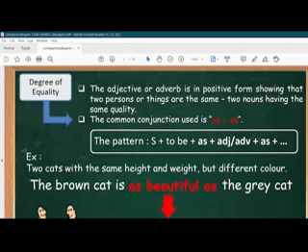So, two cats with the same height and weight but different in color. Here we can say that the brown cat is as beautiful as the grey cat, and both cats are the same. So you have first made a comparison, and after that you added someone. John is as strong as James, meaning James' strength and John's strength are of equal value and nothing else.